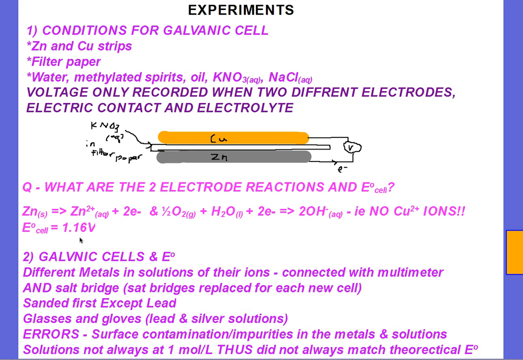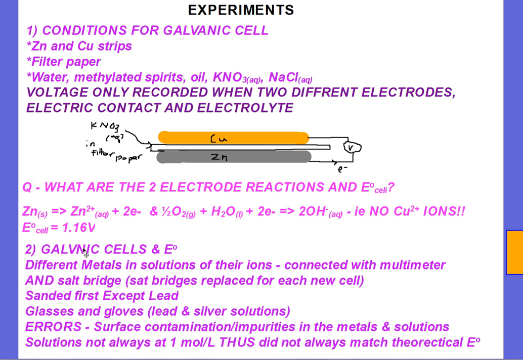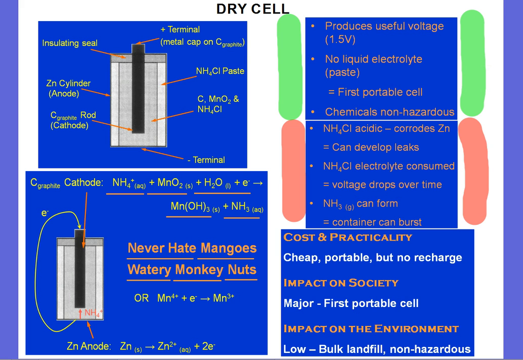The other experiment we did was galvanic cells and E0. All we did was make different half cells with metals in their solutions, and then we connected them together with salt bridges to measure their potential. We had to sand the samples first, except lead, and we had to wear glasses and gloves because of the lead and silver solutions. There were some errors, such as surface contamination impurities which changed the E0 values, and also the solutions weren't always at 1 mole per litre, therefore we had differences between the measured values and the supposed E0 values.